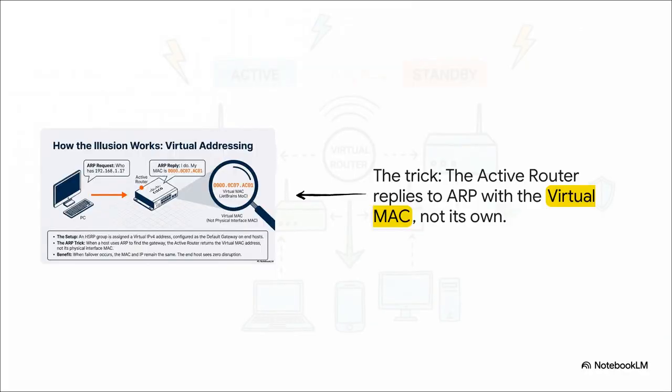It all boils down to a process called ARP, or Address Resolution Protocol. It's basically how devices on a network find each other's hardware addresses. When the PC needs to send something to the gateway, it just shouts out an ARP request like, "Hey, who has the gateway IP?" The currently active router, and only the active one, answers. But here's the crucial part. It doesn't reply with its own physical MAC address. It replies with that special, shared, virtual MAC address. Because that IP and MAC combo never changed from the PC's perspective, it has no idea a massive failure and recovery just happened. It's seamless.